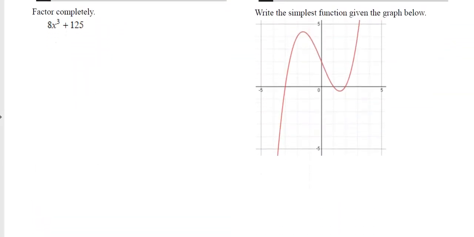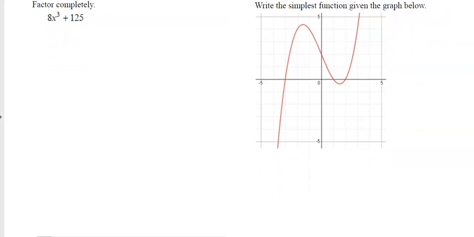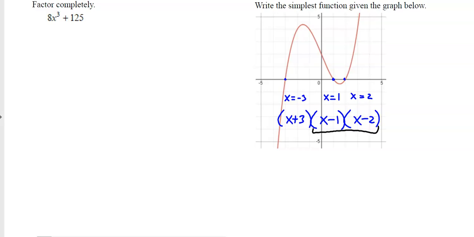Number 13, write the simplest function given the graph below. While writing the function, it looks like we have zeros right here at x equals -3, x equals 1, and x equals 2. So that gives me factors of x plus 3, x minus 1, x minus 2. And I've got to multiply this stuff out. So I'm going to multiply these two together. I like to distribute a 2 by a 3. So I'm kind of looking ahead.